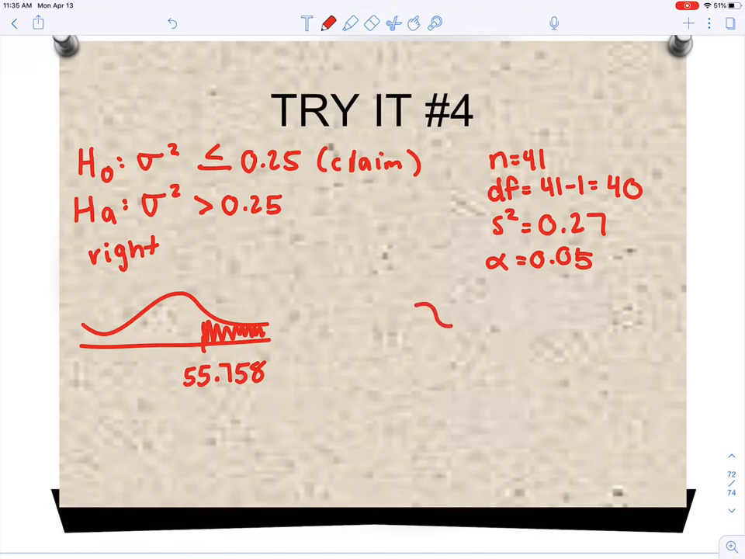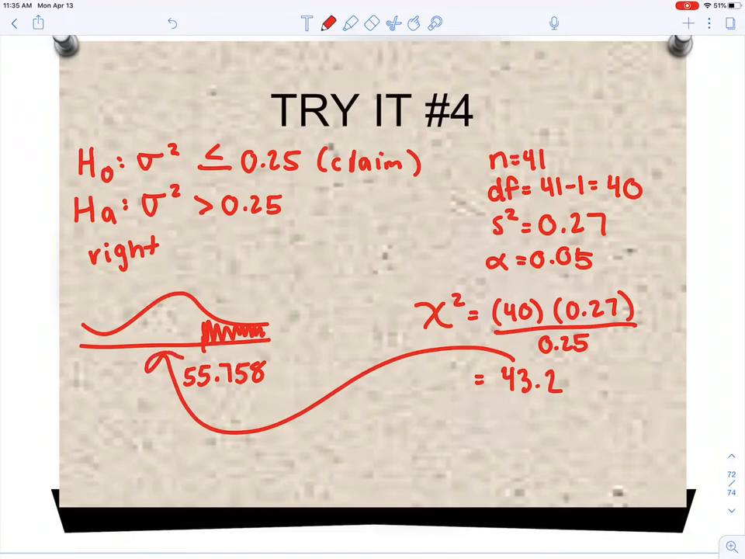So now I'm going to plug everything into my chi-squared equation, which is n minus 1, which I found to be 40, times my standard deviation squared, which they gave me as variance already, so I don't have to square it, divided by my population variance. So I'm going to plug that all in to find 43.2. So that's going to be over here. It's not in the rejection region. So I would fail to reject.